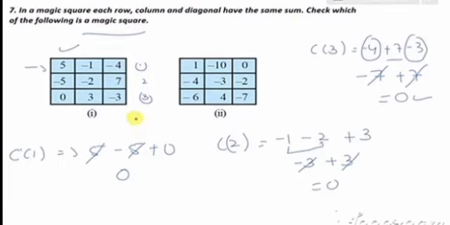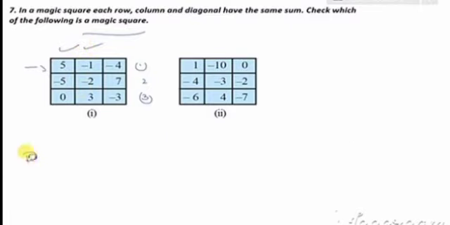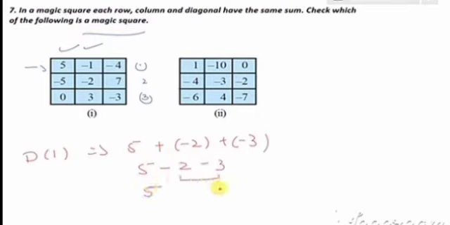Now we will check it diagonally, to see whether the sum is again 0 or not. First I am going to check the first diagonal, that is 5, minus 2 and minus 3. So after solving this, 5 plus minus 2 and plus minus 3. So 5 and minus 2 minus 3 will be equal to minus 5.